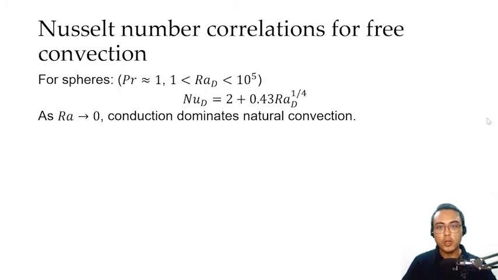We also have Nusselt number correlations for spheres. In this case, the Prandtl number should be around 1, and the Rayleigh number must be between 1 and 10 raised to 5. And we can use this expression for the Nusselt number. As a side note, as the Rayleigh number approaches 0 or if the value is less than 1, conduction dominates natural convection. That means that our solution could simply just be of conduction.